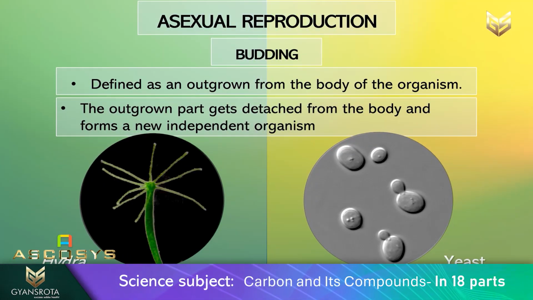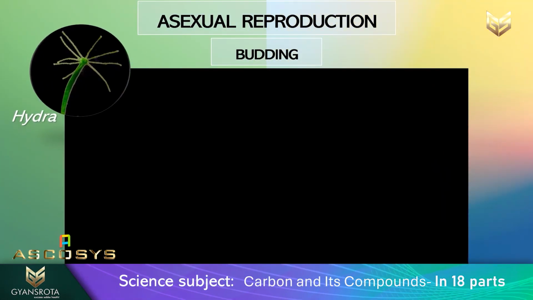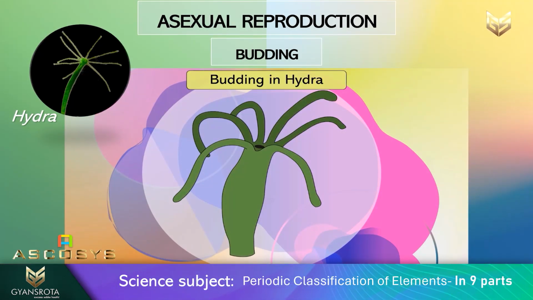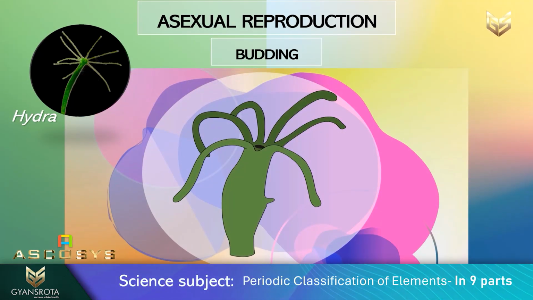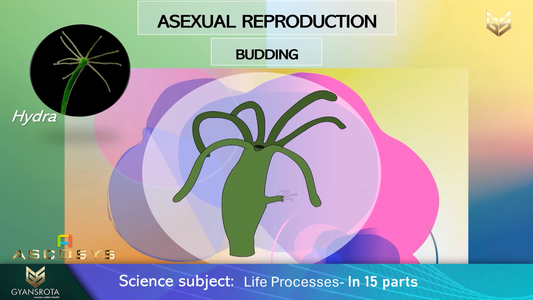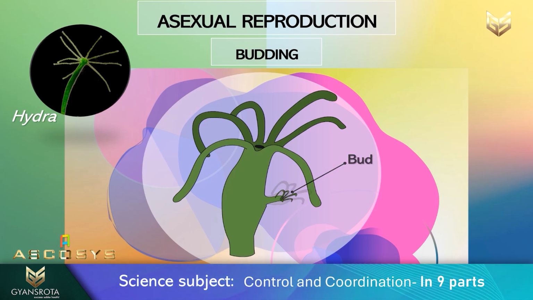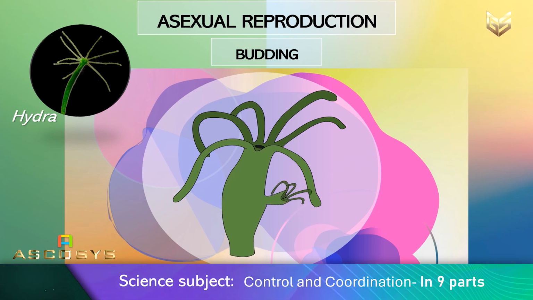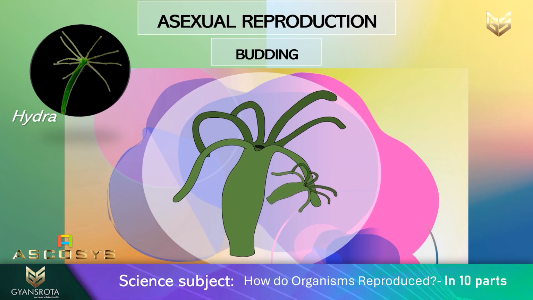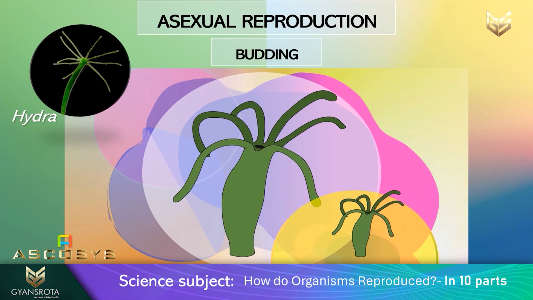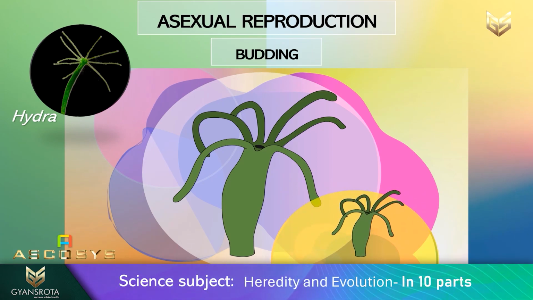If you look at this figure of Hydra, you can see a bud has developed as an outgrowth due to repeated cell divisions at one specific site. This bud will develop into a tiny individual, and when it gets fully mature, it gets detached from the parent body and becomes a new independent individual. So that is about budding.